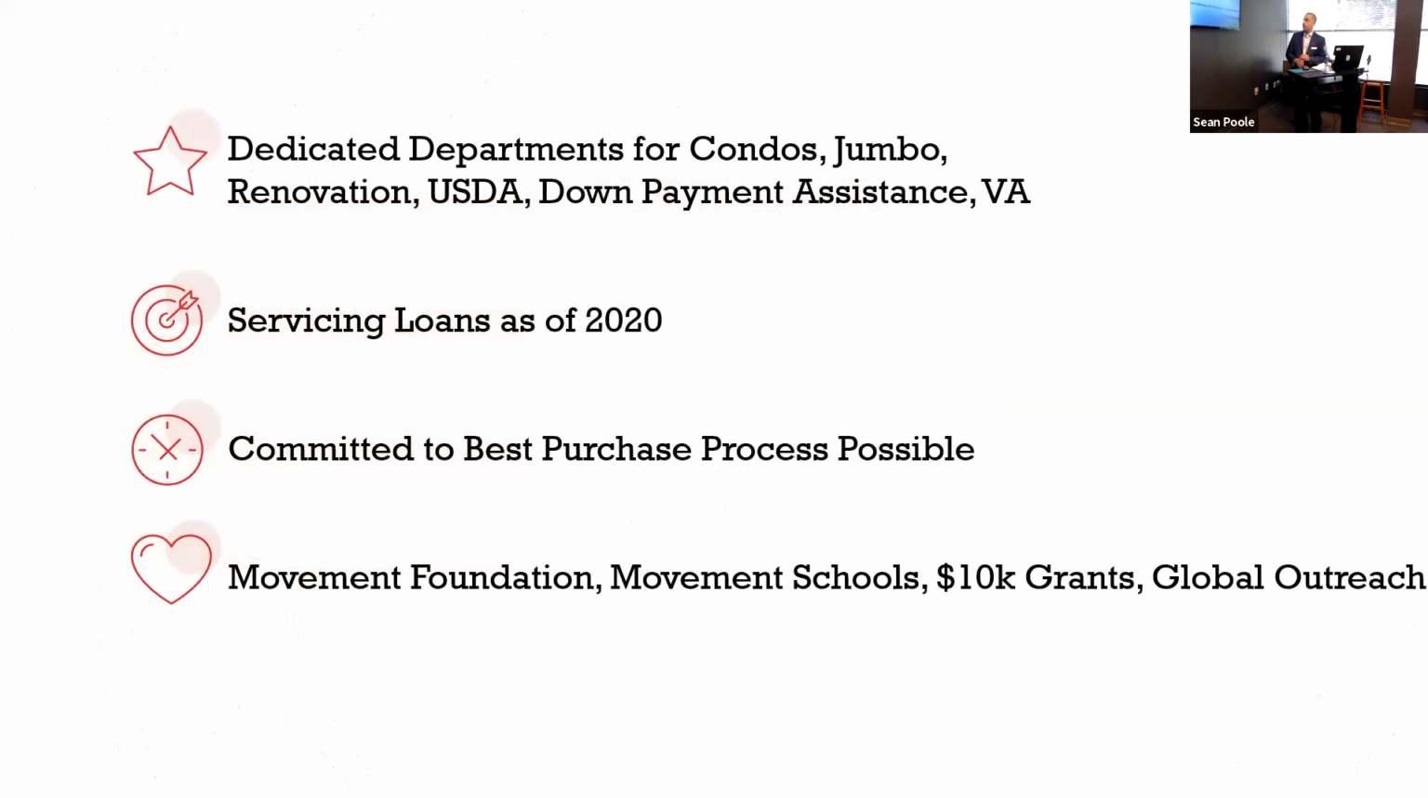Here's just some information about us when it comes to these different types of programs. We have dedicated departments for the different things we talked about. For condos, we have a whole condo department. Jumbos has their own department. Renovation has a completely different department. USDA, down payment assistance, and even VA is completely different than normal when it comes to our processing side.